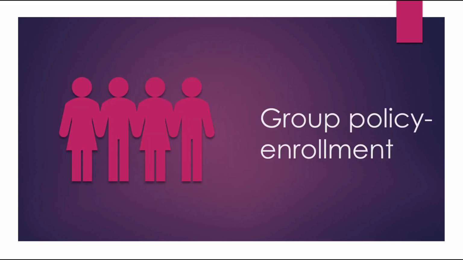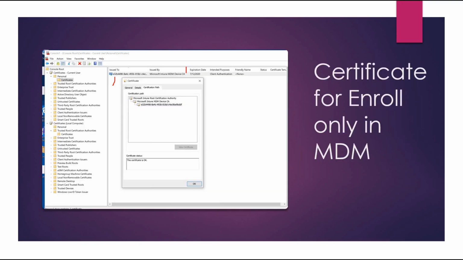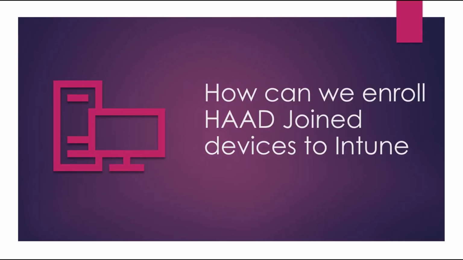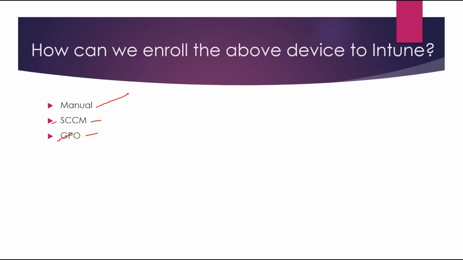Okay, cool. Now it brings us to an important topic. We are going to do a deep dive on group policy enrollment. When I say group policy enrollment, I am talking about this option: how do we enroll hybrid Azure AD joined devices? We discussed there were three options: manual, SCCM, and group policy.